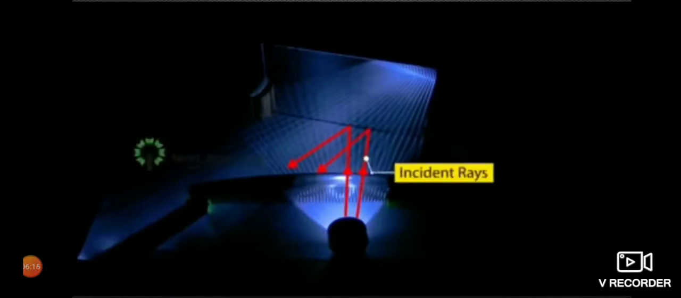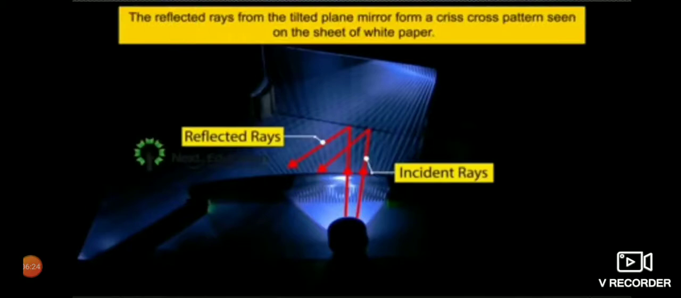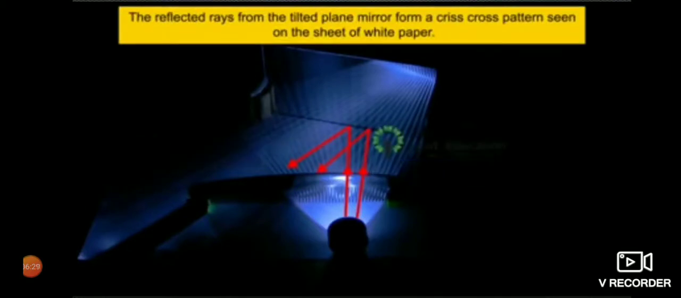The light coming from the torch, we call it by the name incident rays, and the other one which is getting reflected, we call by the name reflected rays. The reflected rays from the tilted plane mirror form a crisscross pattern as seen on the sheet of white paper. So from this activity, we can show that light travels along straight lines and also gets reflected from a mirror.